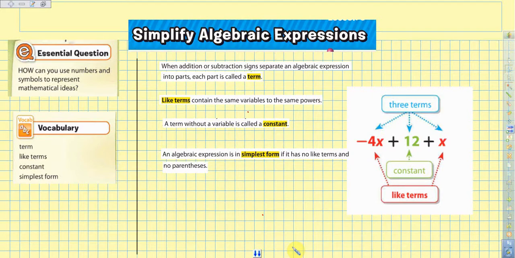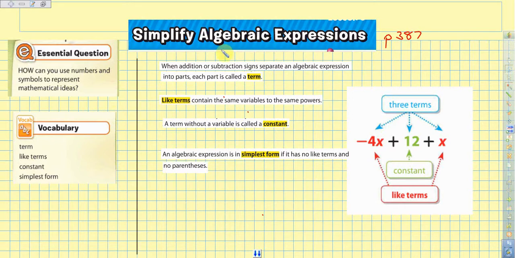Okay, welcome to the lesson on simplifying algebraic expressions. This can be found in your book on page 387. Let me write that. Page 387. And also page 388. Most of this can be found on both pages.